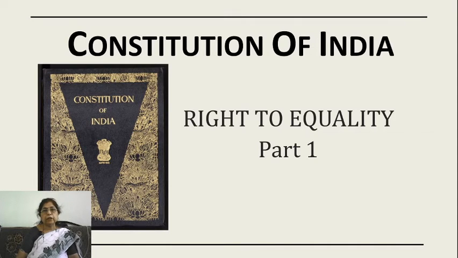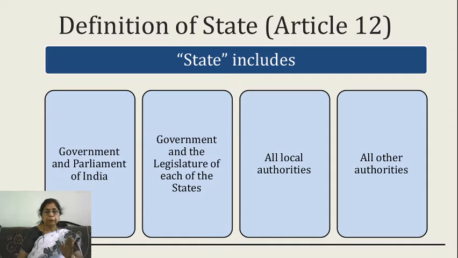Let us look into the right to equality which has been guaranteed by our constitution. Part 3, that is the part on fundamental rights, starts with the definition of state, that is Article 12. Article 12 applies to all the fundamental rights. Fundamental rights are guarantees against state action. So, the question comes, what is the meaning of state?